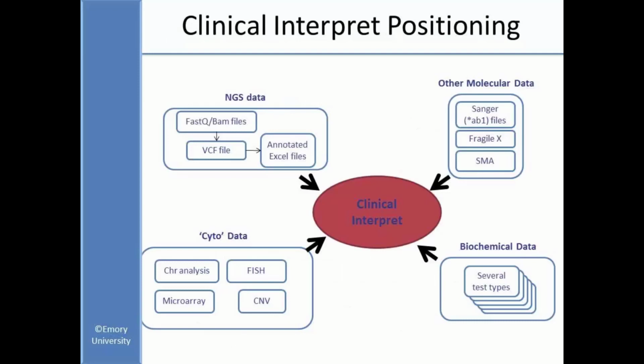So let's look at what kind of data I am actually talking about. As I have been saying again and again, NGS data is only one piece of the data when you look at a clinical case. You have other molecular data. You have Sanger, Fragile X, SMA can be done by MLPA. You have the cytogenetics data, and then the biochemical data, which comes in different formats. You have the amino acid analyzers, you have MALDI-TOF. You want to bring it all together into one common format to view the data and actually report it.